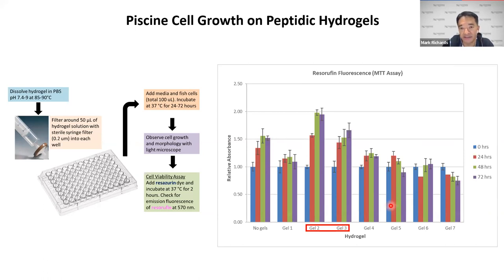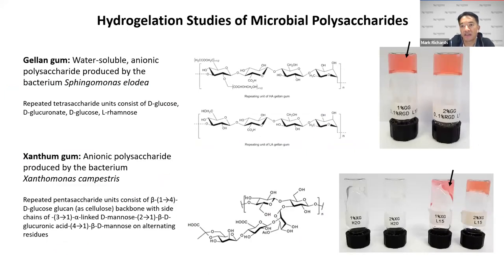Unable to find any lower cost alternative, unfortunately. So moving on in this space, we are also looking at microbial polysaccharides like gellan gum and xanthan gum. So this is work that's ongoing.